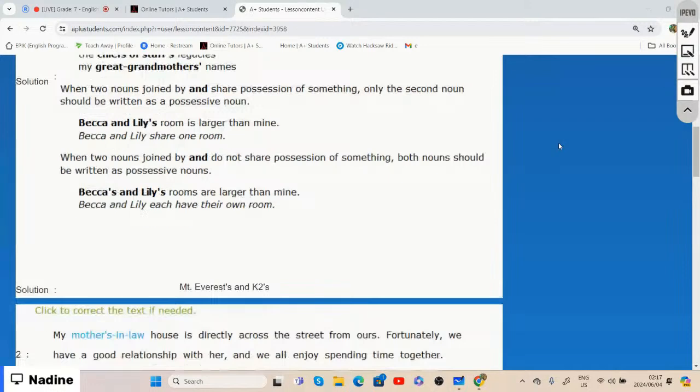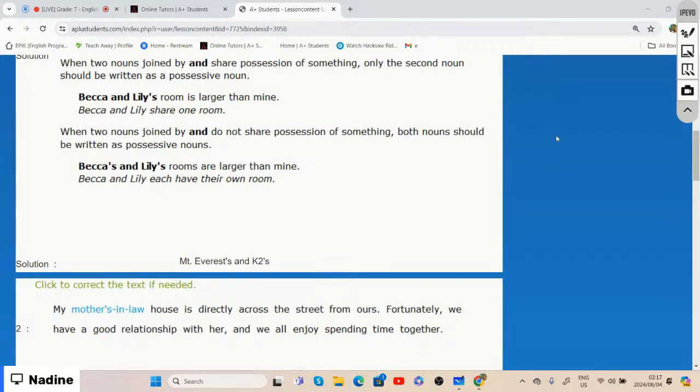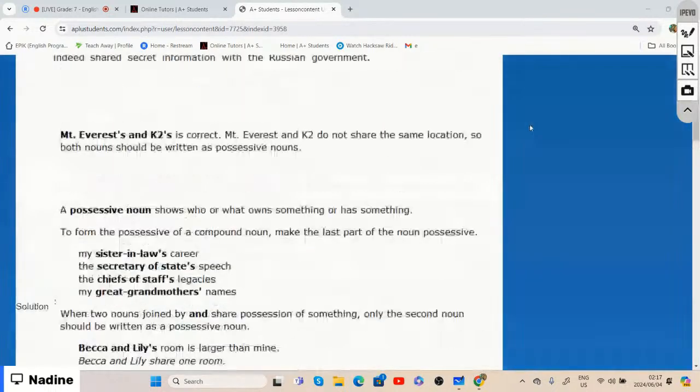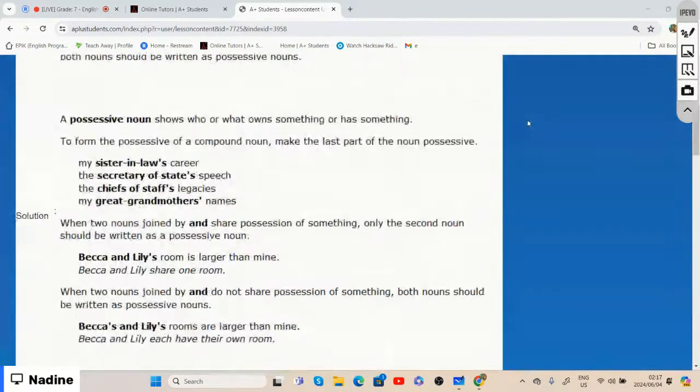So we're still making mention of plural possessive nouns. And remember, just to recap again, possessive nouns show who or what owns something or who has something. And we said we can form possessive or compound nouns to make the last part of the noun a possessive.